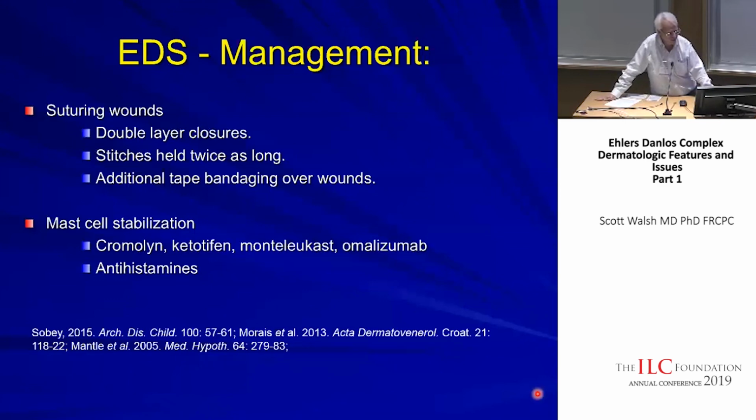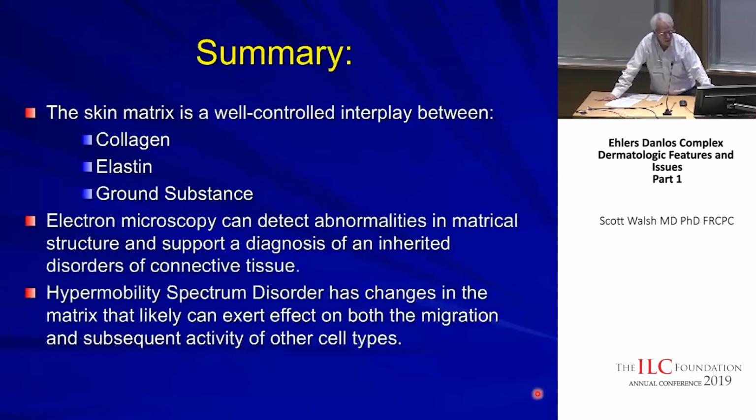and then trying to direct therapy there. So what I tried to do was show the skin matrix is a well-controlled interplay between collagen, elastin, and ground substance. That electron microscopy can detect abnormalities in the matrixal structure and support a diagnosis of inherited disorder of connective tissue. And hypermobility spectrum disorder has changes in the matrix that likely can exert effect on both the migration and subsequent activity of other cell types.